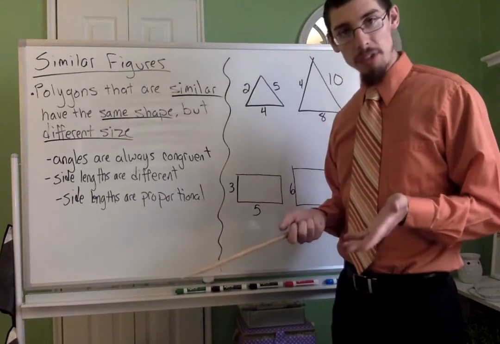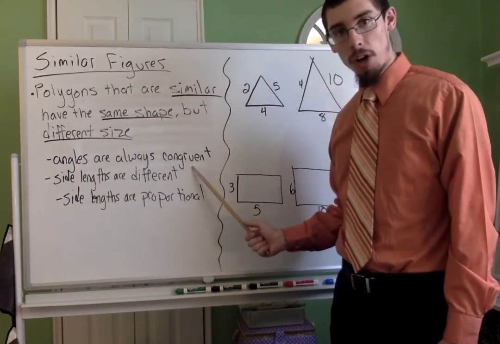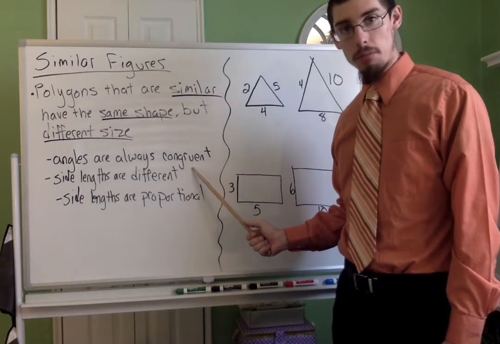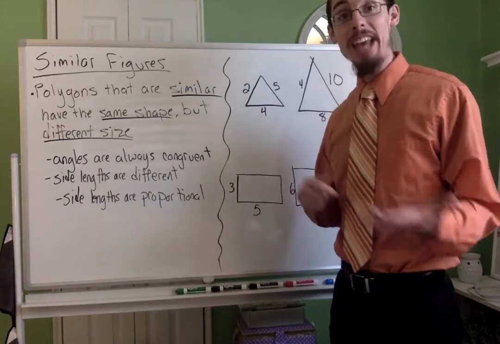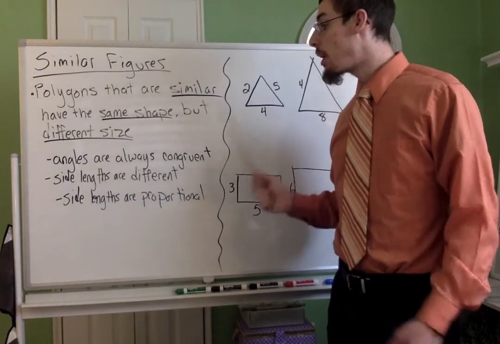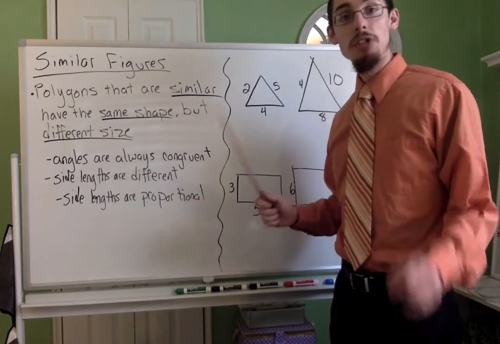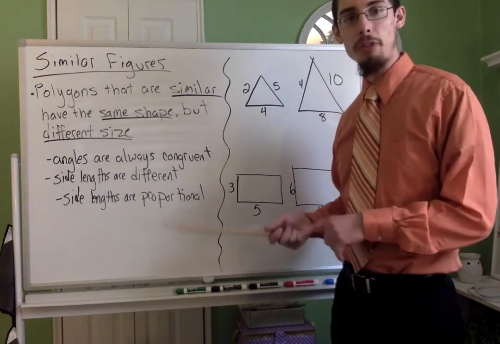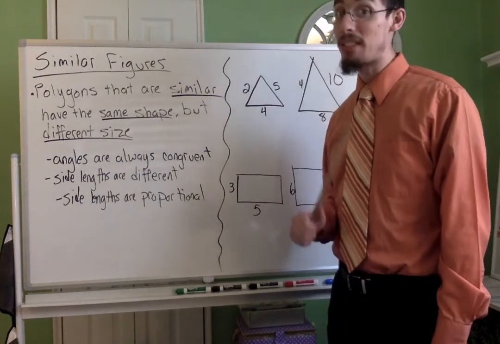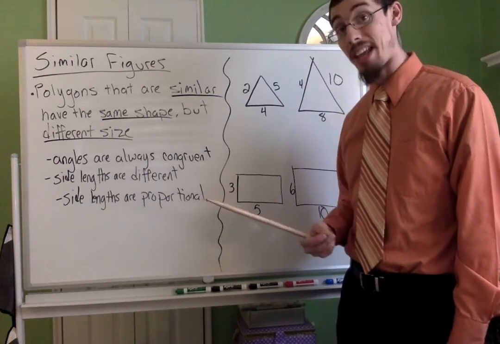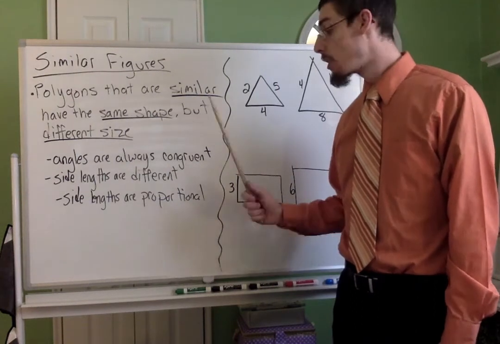Now, some properties of similar figures: all the angles are going to be congruent. Just like, again, in congruent figures, the angles are the same. But the side lengths are going to be different. So you get the same angles, but different side lengths. Now, what's special about the side lengths, even though they're not the same, they are proportional.